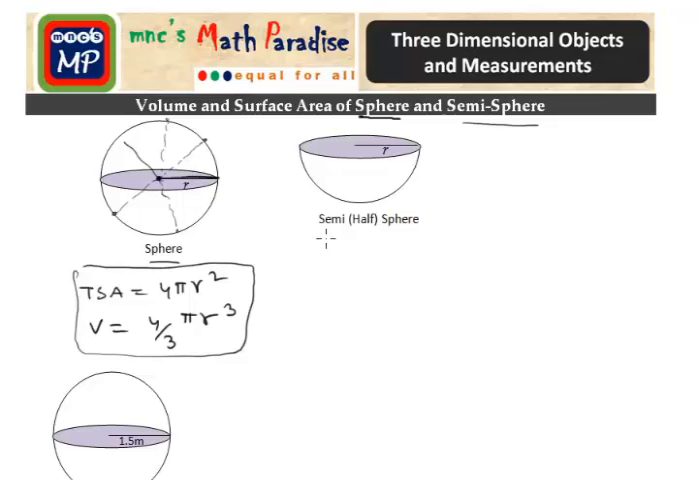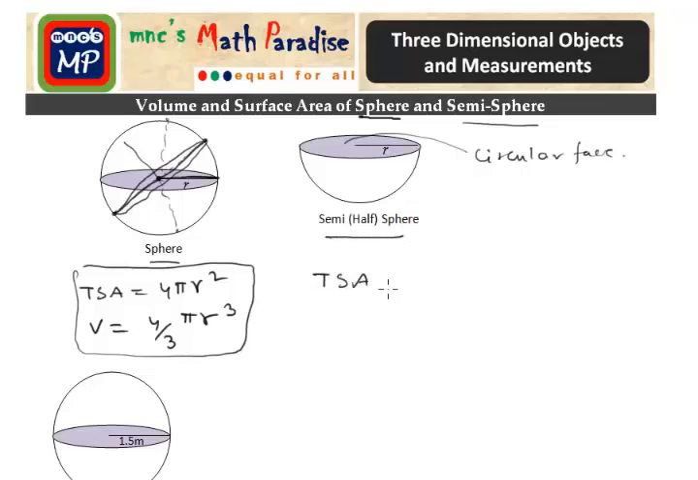Semi-sphere or half sphere means if we cut this sphere into two halves through its center, then we get this semi-sphere. So here if we cut this way, we will get this semi-sphere. Now a semi-sphere gets half of the surface area from the sphere, and it creates another circular face. This is a circular face, another circular face.